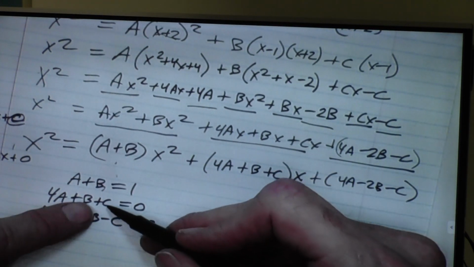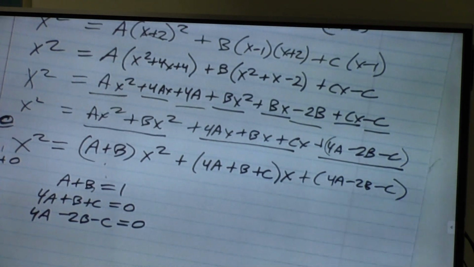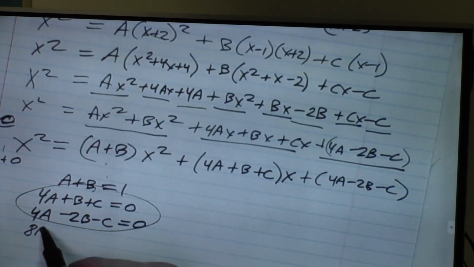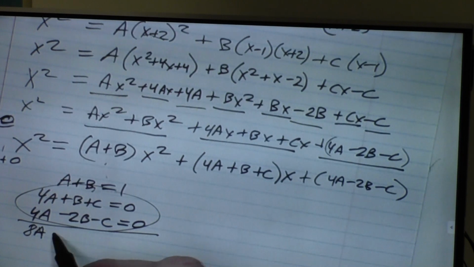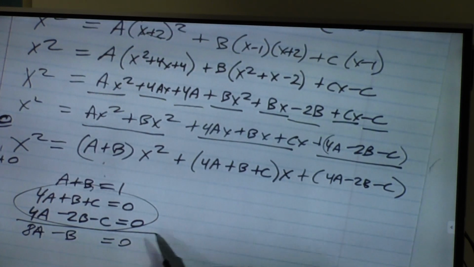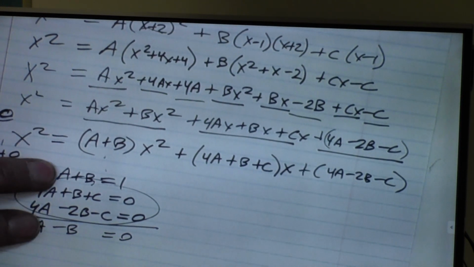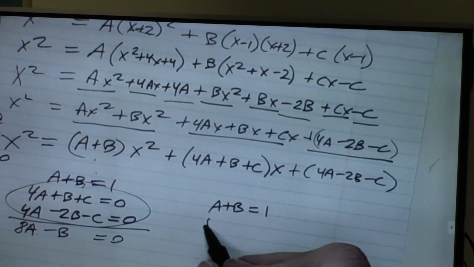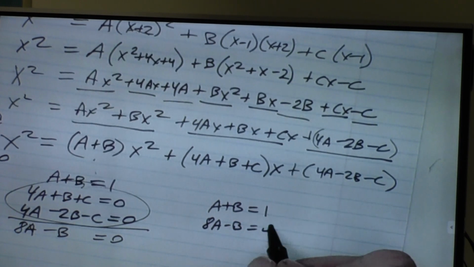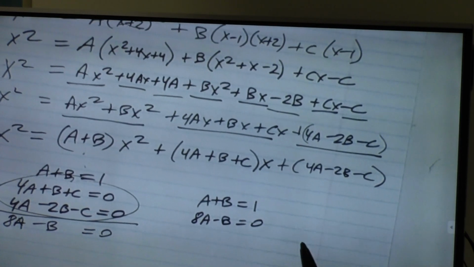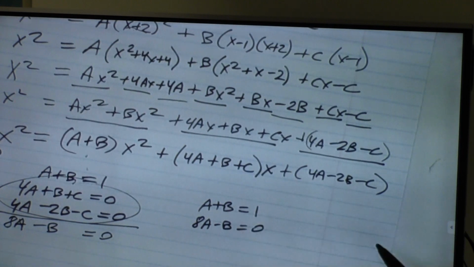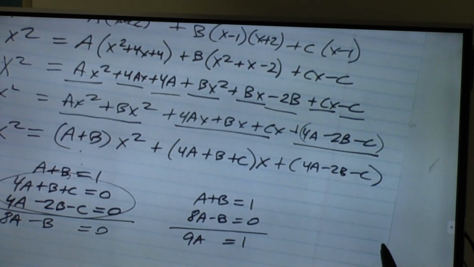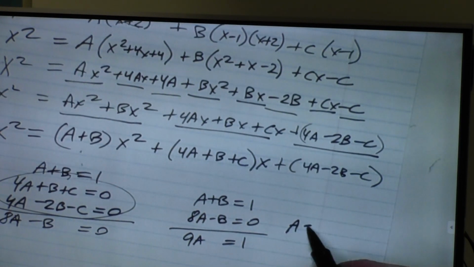Even easier is this one has a plus c and a minus c, so we can just add those two. So if we take these two and just add them, I'm going to get 8a minus b, those go away, is equal to 0. And I now have a system of 2 equations. a plus b equals 1. And 8a minus b is equal to 0. Sometimes this is even easier. I just add these two because the b's go away. 9a is equal to 1. Now that's a weird answer. a is equal to 1/9.